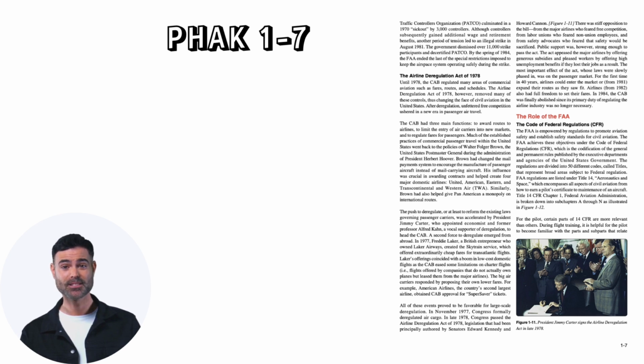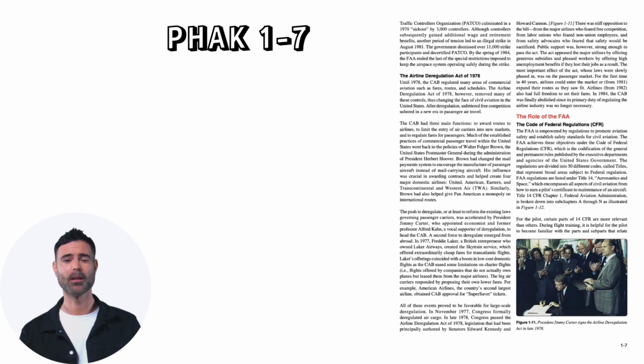In 1977, Freddie Laker, a British entrepreneur who owned Laker Airways, created the SkyTrain service, which offered extraordinarily cheap fares for transatlantic flights. Laker's offerings coincided with a boom in low-cost domestic flights as the CAB eased some limitations on charter flights, i.e., flights offered by companies that do not actually own planes but lease them from the major airlines.